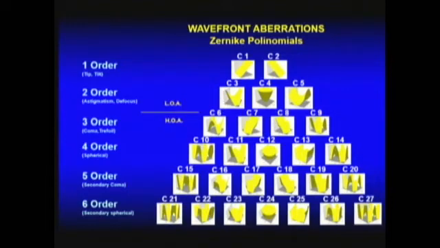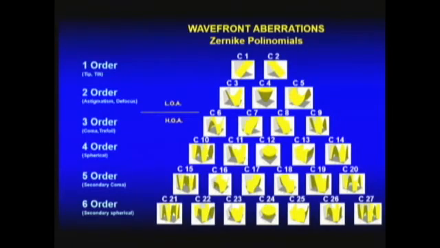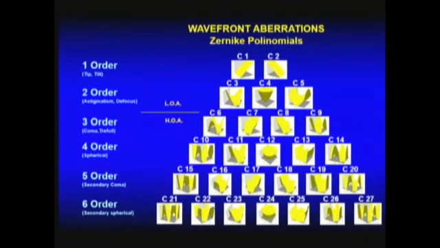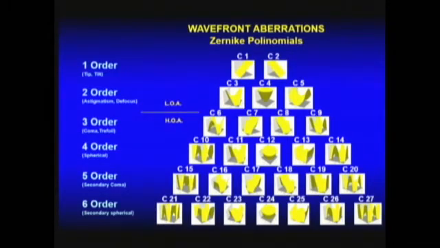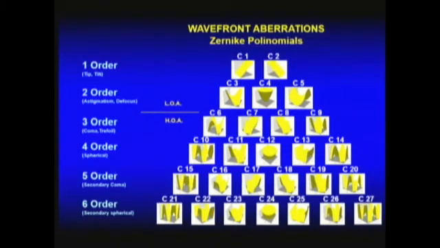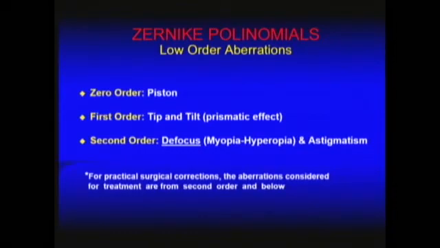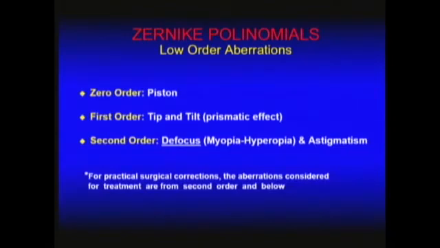We don't have the first one here. It's the tilt, then called tip and tilt, piston, and defocus, C4, and astigmatism. Then we have the high-order aberrations, which have in the third order the coma and the trefoil, and in the fourth order, the most important one is the spherical aberration. So zero order: piston, tip and tilt; second order: defocus, myopia and hyperopia, and astigmatism.